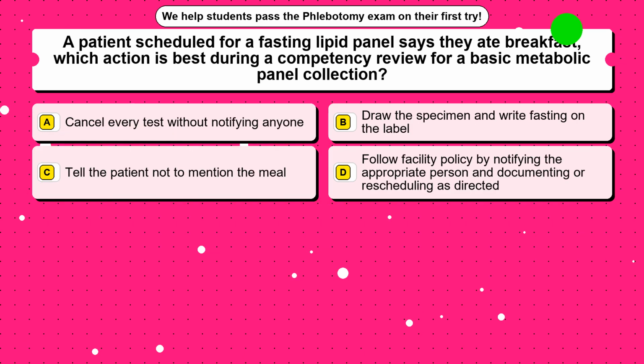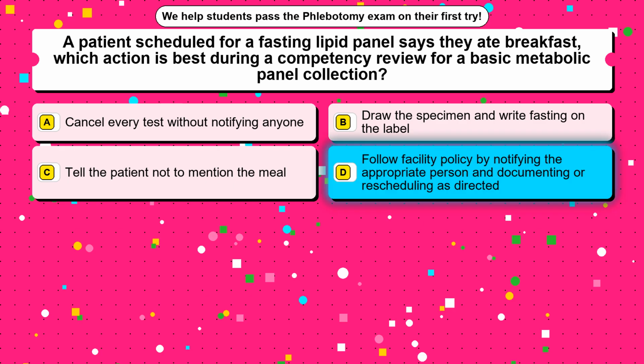Question 38. A patient scheduled for a fasting lipid panel says they ate breakfast. Which action is best during a competency review for a basic metabolic panel collection? Option A. Cancel every test without notifying anyone. Option B. Draw the specimen and write fasting on the label. Option C. Tell the patient not to mention the meal. Option D. Follow facility policy by notifying the appropriate person and documenting or rescheduling as directed.